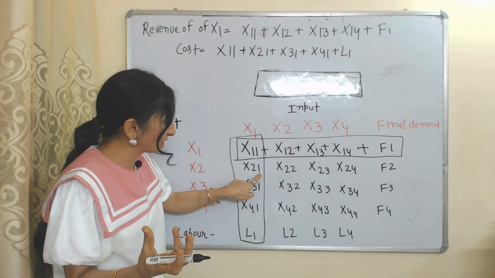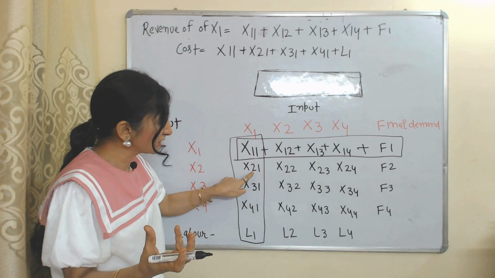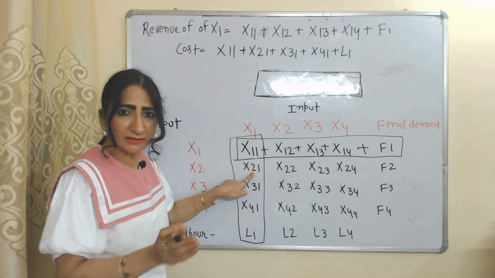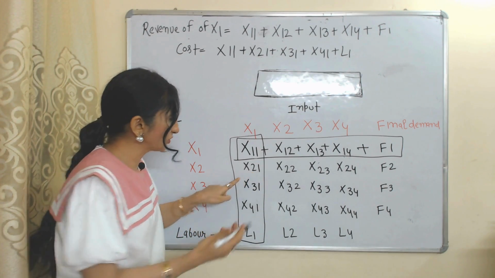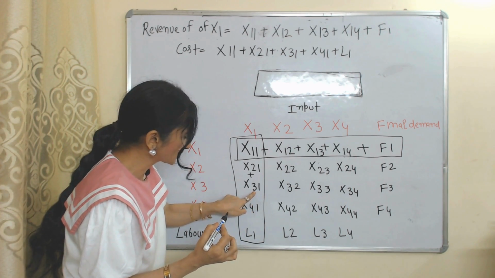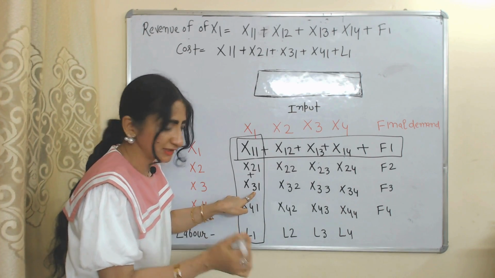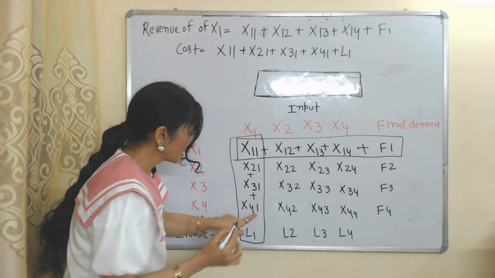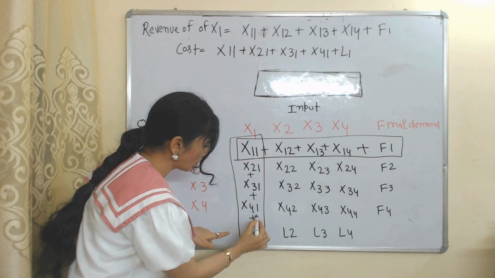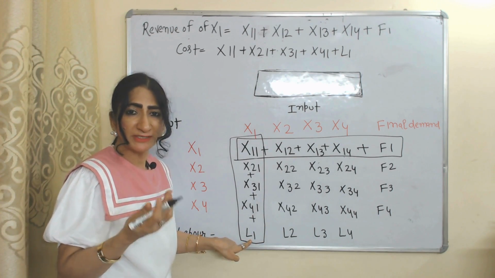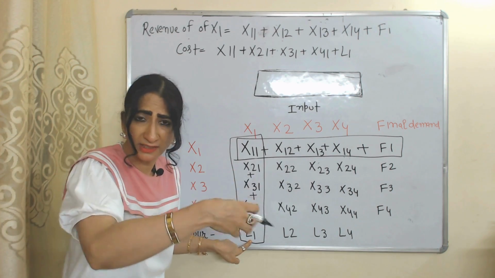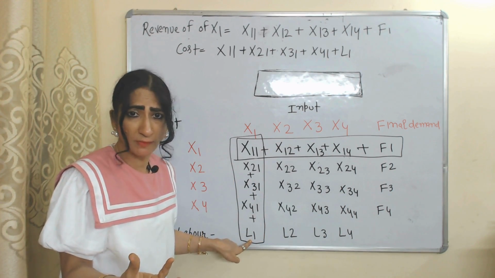This represents company 1 using the output of the second industry. In return, they will pay some money, part of their cost. Plus, this represents the first industry using the output of the third industry, part of cost. This represents the first industry using the output of the fourth industry, part of cost. L1 means the first industry using some amount of labor. If you are using labor, in return you pay money. This is also part of your cost.